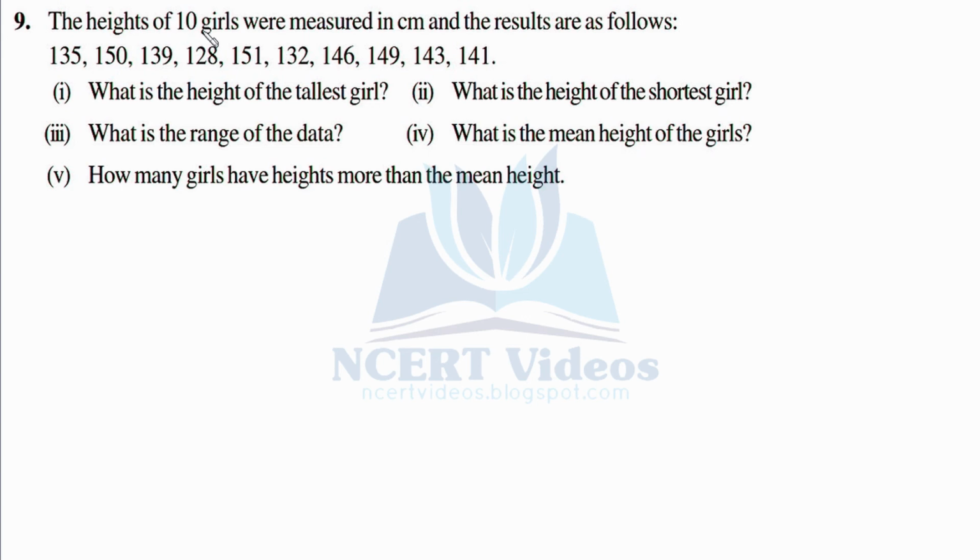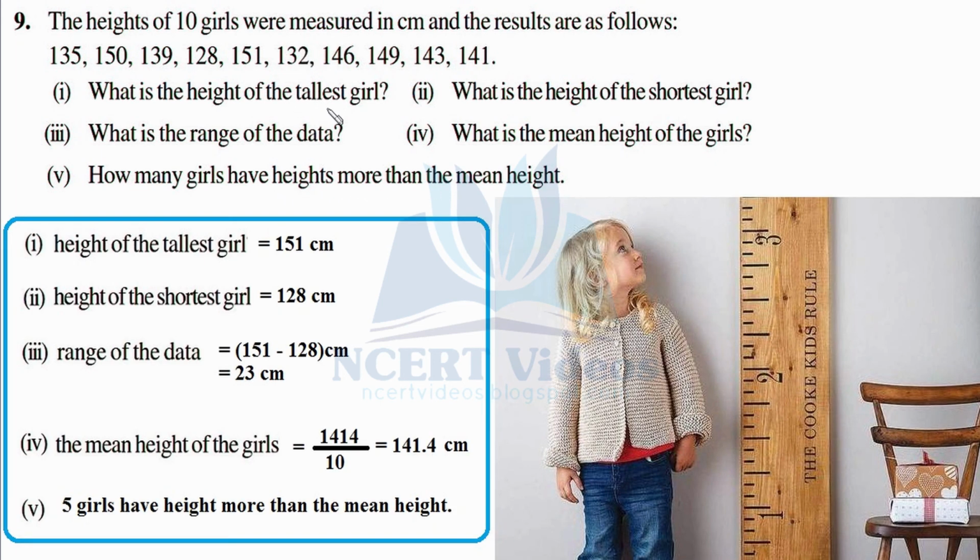The heights of 10 girls were measured in centimeter, and the results are as follows. 135, 150, and so on. What is the height of the tallest girl? Height of the shortest girl, range of the data, mean height of the girls, and last, how many girls have heights more than the mean height? Now, height of the tallest girl. As you can see here, 150 so far, 151, 151 so far. Yes, 151 centimeter.